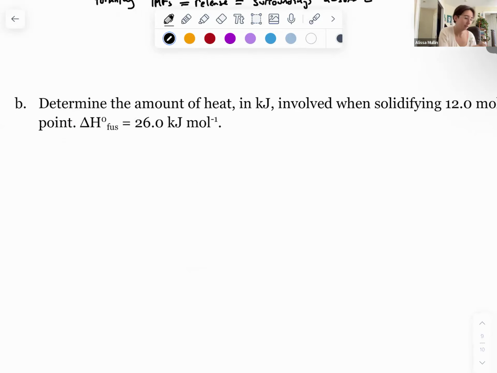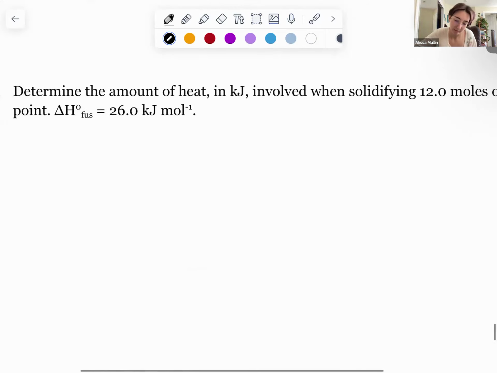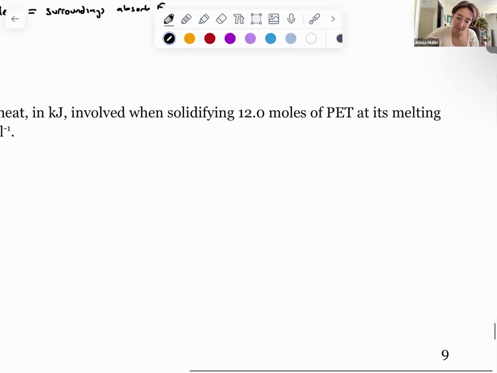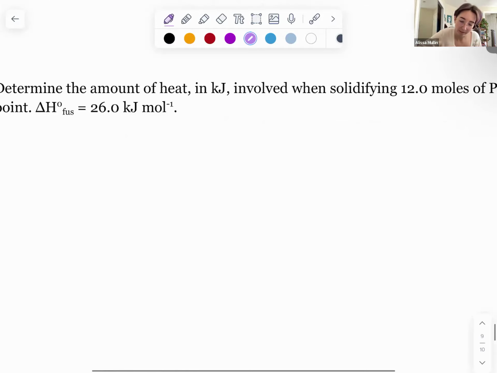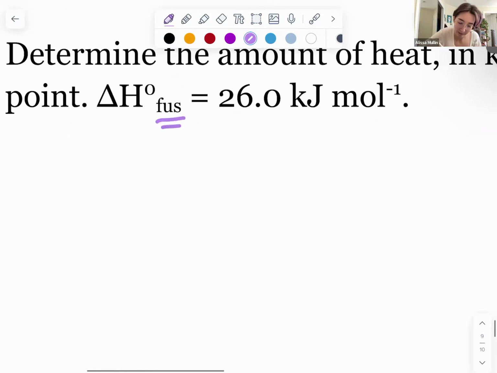Okay. That's fun, I think. Cool. Okay. So how much heat in kilojoules is involved with solidifying 12 moles of PET from its melting point? So that's another helpful thing. We know it's already at its melting point, so we only have to worry about this one process, the melting. We're not talking about just warming it up. So for solidifying it, we get our delta H of fusion.